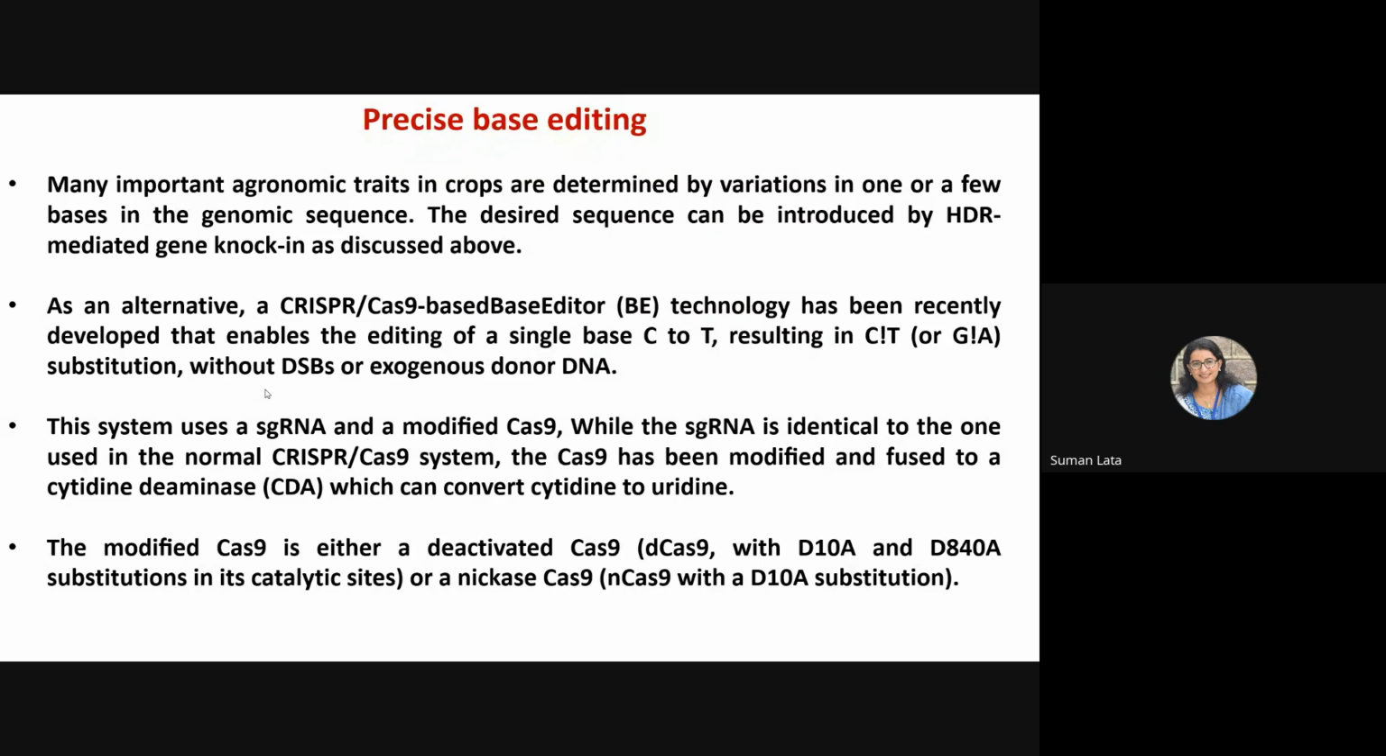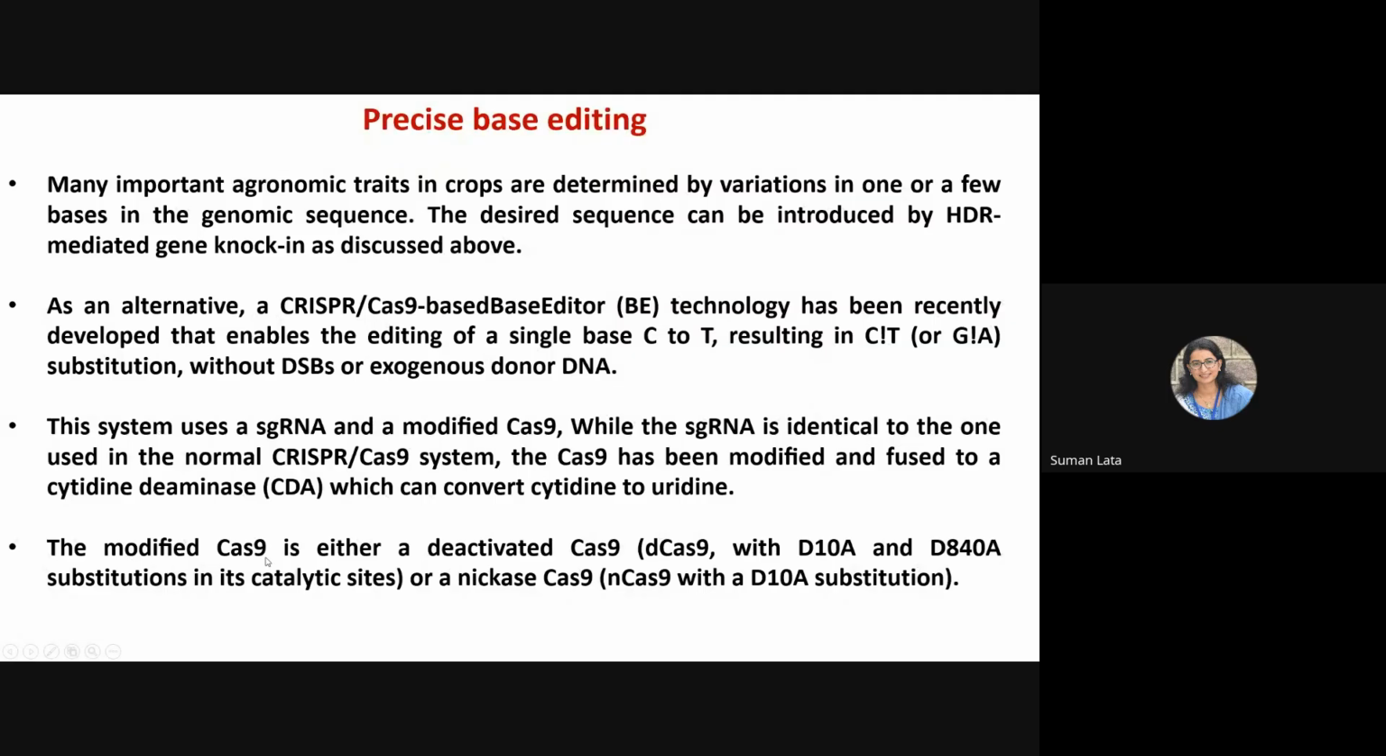In base editing, the sgRNA is used for the site where we want to edit, and here we use a modified Cas9. So what is modified in this Cas9? The endonuclease function is replaced with the cytidine deaminase, which can convert a cytidine base to the uridine base. So the cytosine is converted into uracil. Here the endonuclease function of the Cas9 is modified, and it is fused to a cytidine deaminase.